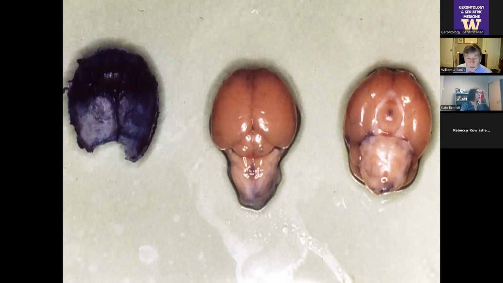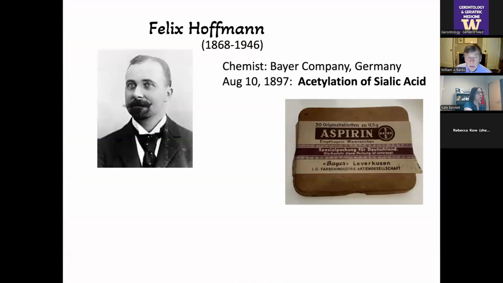But a parallel story we want to pick up is that of Felix Hoffmann. About the same time that Ehrlich was working on this, he joined the Bayer Company, and he had an incredible 2 weeks of work. On August 10, 1897, he acetylated a compound called salicylic acid. Salicylic acid was very commonly used to treat pain in this era.